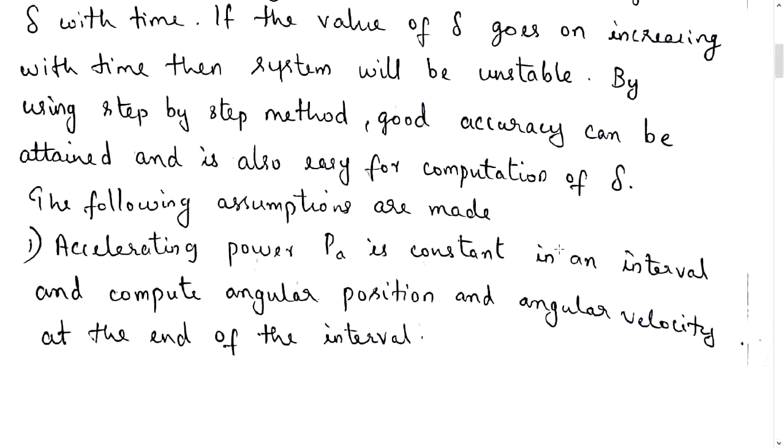The first assumption we are making is that the accelerating power in this small interval is constant, and with this accelerating power we find the values of delta and omega, that is, angular position and angular velocity, at the end of that interval. For example, to find the value of delta after 10 seconds, we divide it into small intervals. Let one interval be 5 seconds. We assume the accelerating power in these 5 seconds is constant, and with it we find delta and omega at the end of that interval.